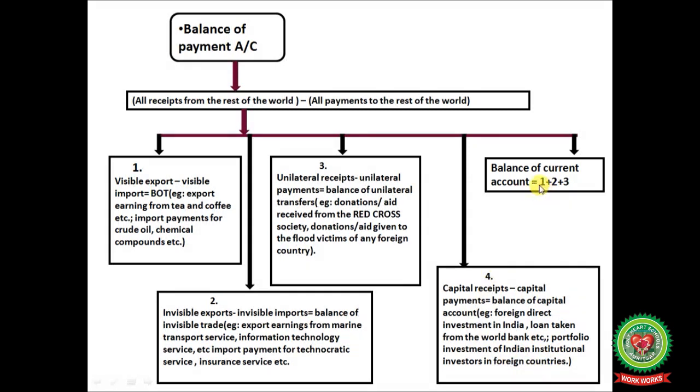Next one is balance of current account. That will be calculated by adding the first, second and third numbers, that is, trade from the visible items and trade from invisible items plus unilateral receipts will give you the balance of current account.